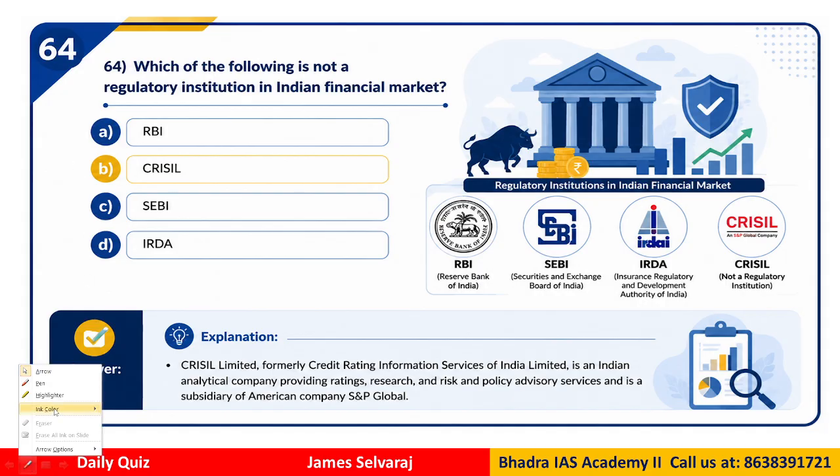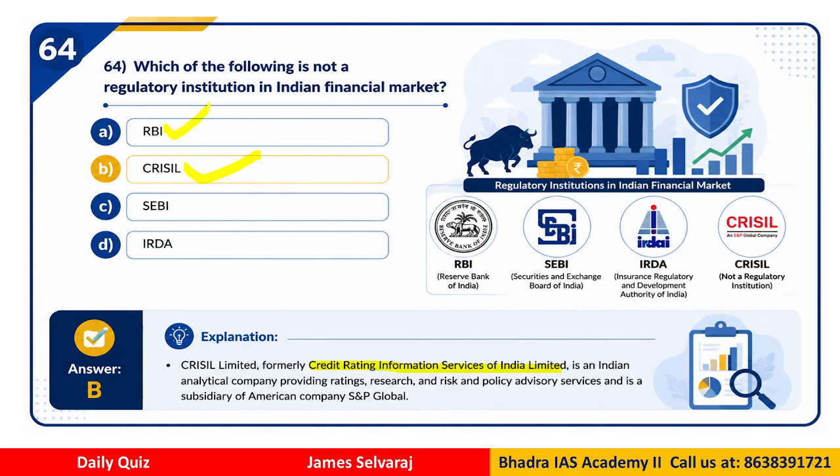The correct answer will be CRISIL, because this is a rating agency, a credit rating agency. It is not a regulatory body. It basically gives you a rating for a company or market, even for the government debt market, etc. So they give you a rating like A, B, B plus, A plus, like that.